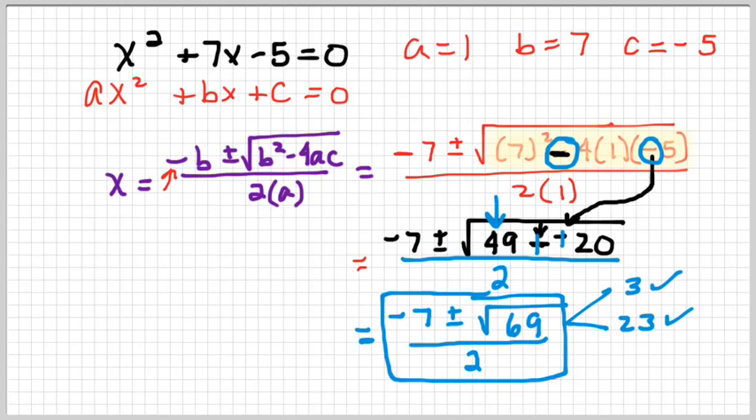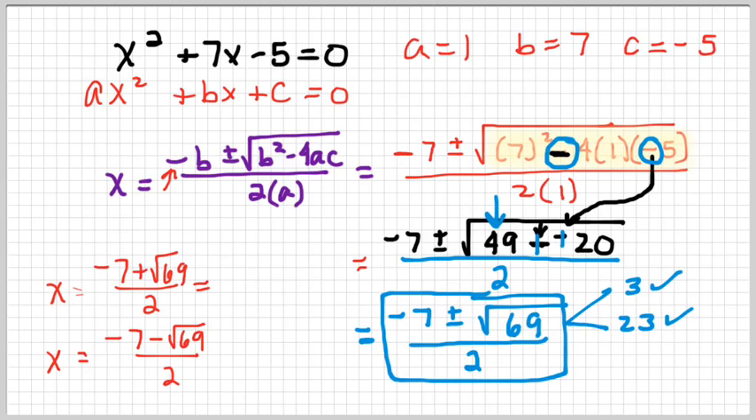Keep in mind also those are two solutions. X is either negative 7 plus root 69, all divided by 2, or X is negative 7 minus root 69 divided by 2. We can get decimal values for that if we want to. I'm going to go ahead and get those so you can check to see if you know how to do it on your calculator. I'm going negative 7 plus the square root of 69. I get an answer for that numerator. It's a good number to remember or write down. That's about 1.3.